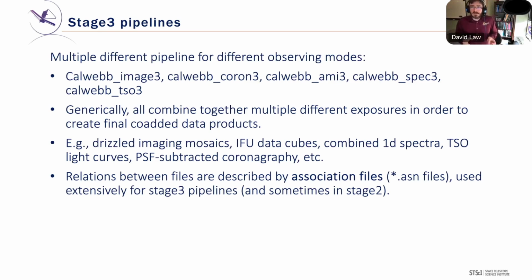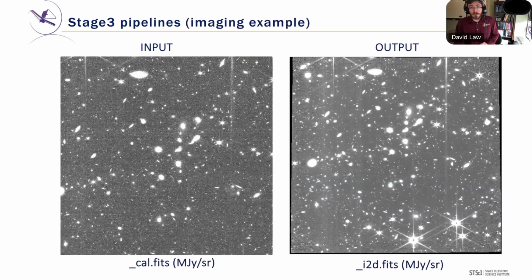This is achieved by something called an association file, which links together all the different input files. I'll talk a bit more about this later, but this is how we link together all of the files that need to be combined together into these final pipeline products. And again, I'll give you an example of what that looks like here. Here's what we just saw after the Image 2 pipeline for some NIRCam imaging, showing you the calibrated data for a single exposure. Now on the right, I'm showing you the output of the Image 3 pipeline for the same kind of a thing. This is a different kind of file.